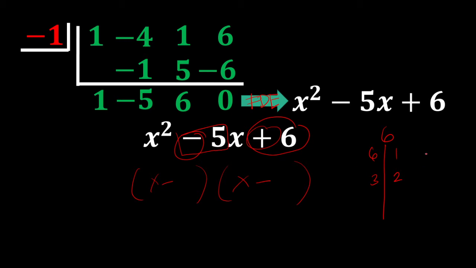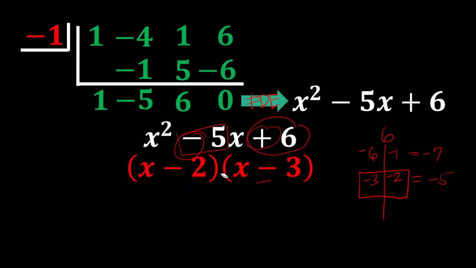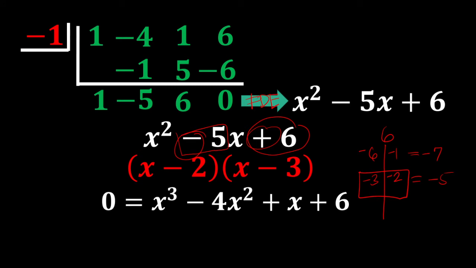Next, between these factors, kung pareho silang negative, saan dyan ang magbibigay sa'yo ng negative 5? Let's try. Negative 6 minus 1 is negative 7. Negative 3 minus 2 is negative 5. So, these factors. Therefore, the factors of x squared minus 5x plus 6 is x minus 2, quantity x minus 3. Okay? Ayun.